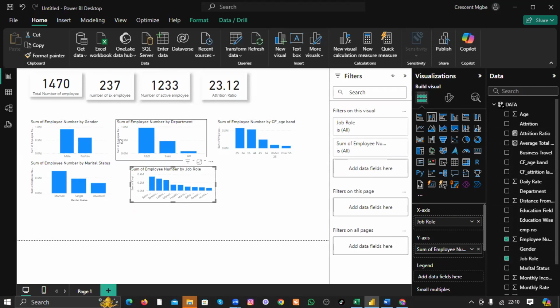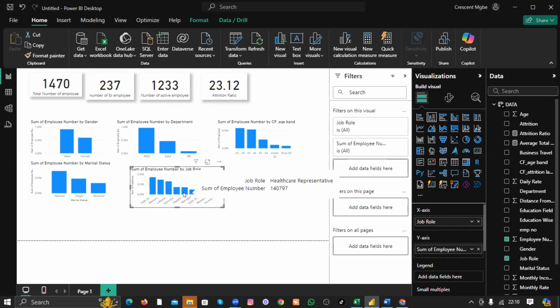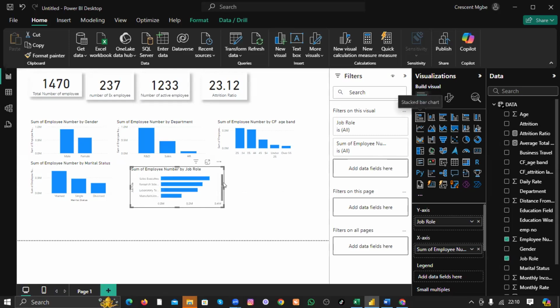So what's the reason? Because it tells the story easily. Now, this one tells the story also, but you don't want your manager or your CEO to start bending their neck just to read your insights, right? So you have to use this one so that you don't have to bend your neck to read the insights.